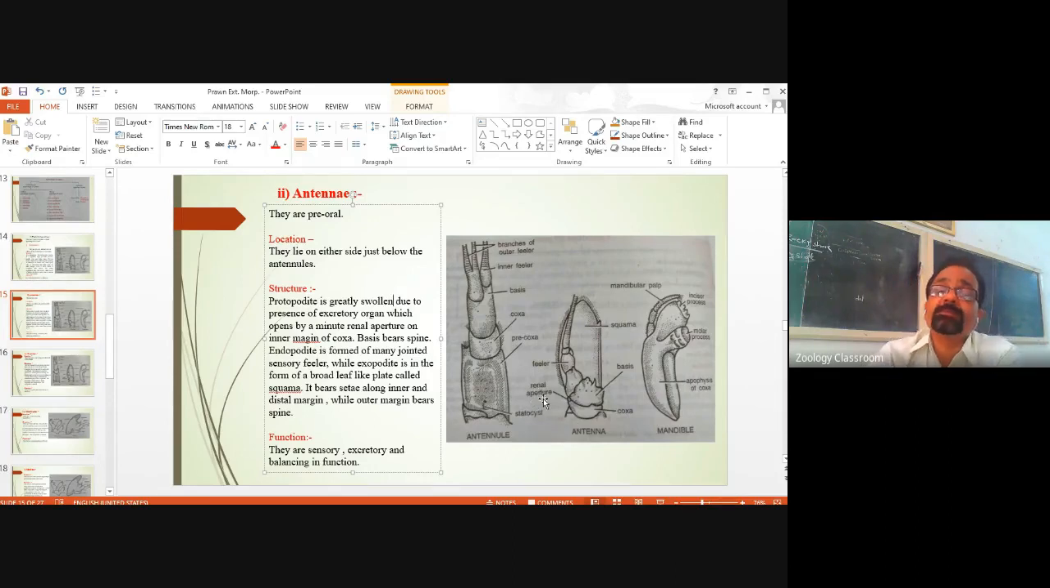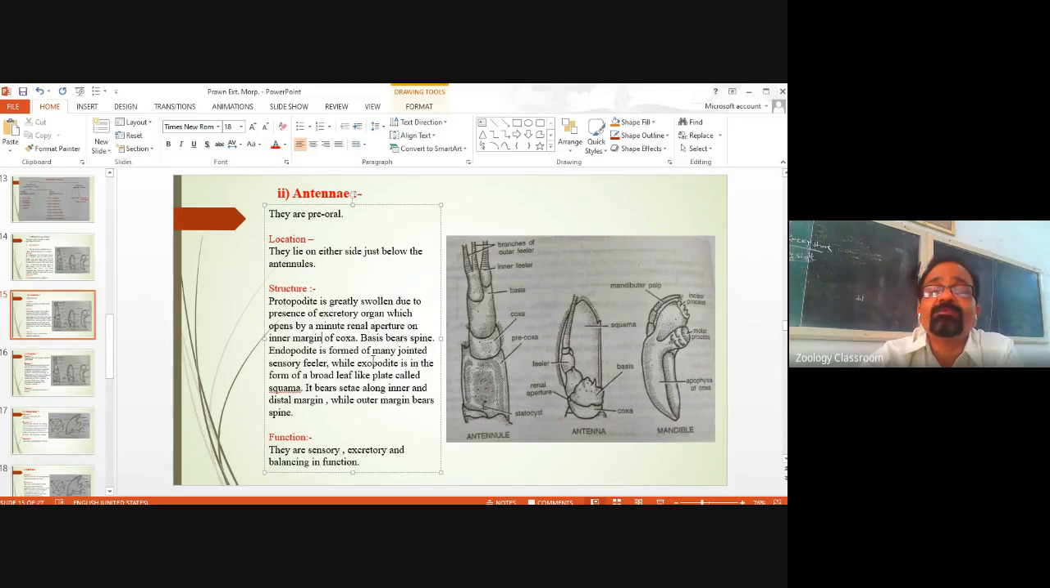While studying the different apertures, we have also come across this word renal aperture. See the location of the renal aperture. The renal means it is concerned with the excretory system. It opens in the minute renal aperture on the inner margin of the coxa. See, this is the coxa, this is the inner margin of the coxa. Now basis, next part, this is the basis. Basis bears a spine. This is the spine.